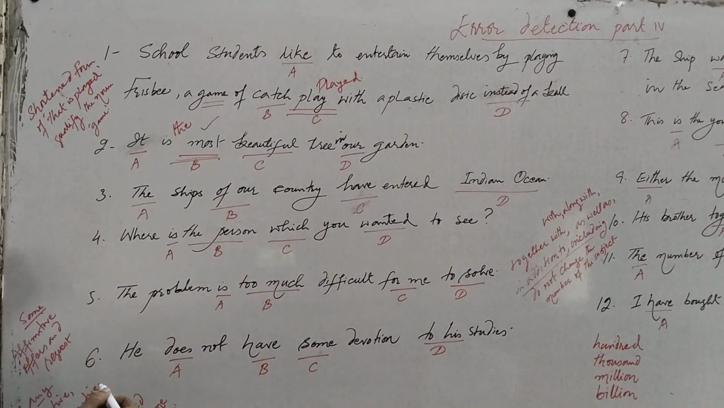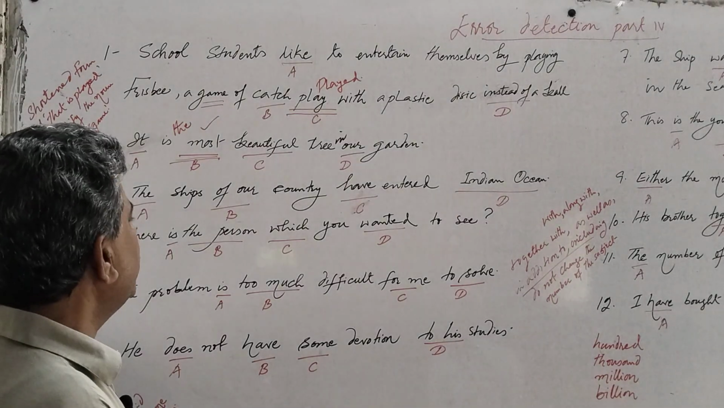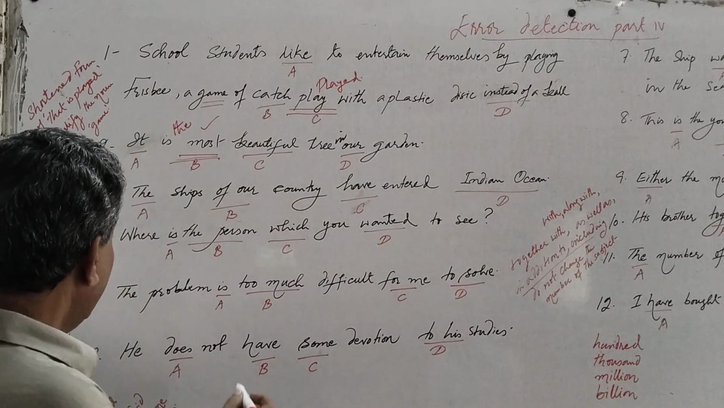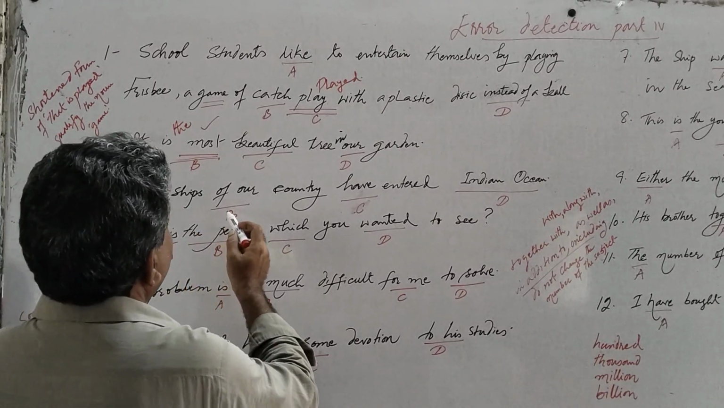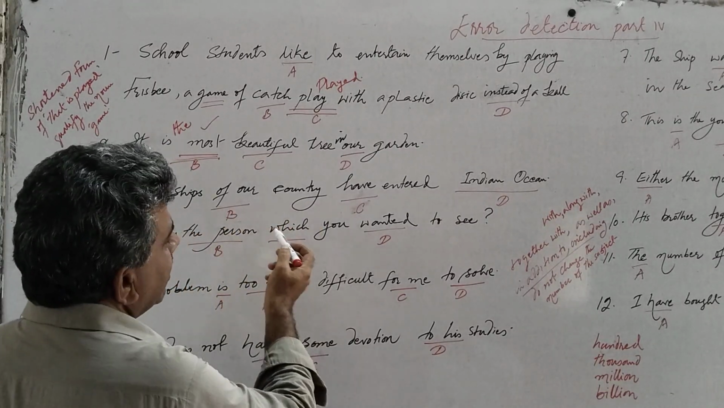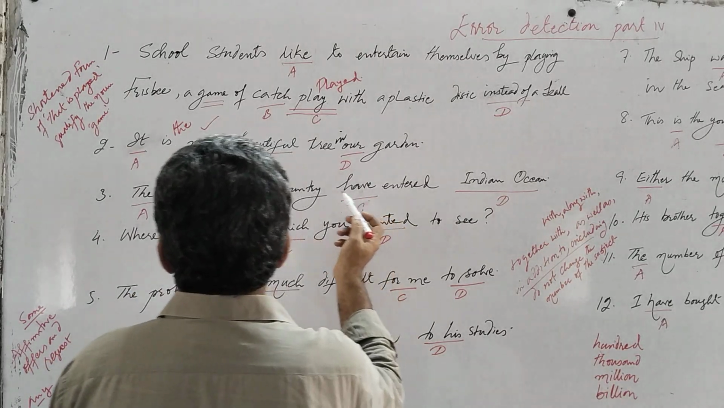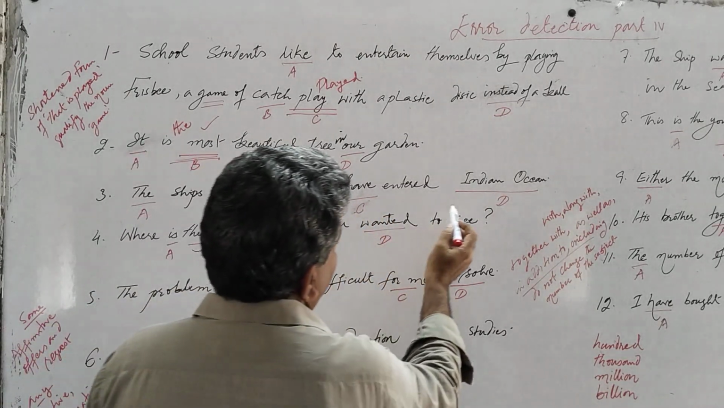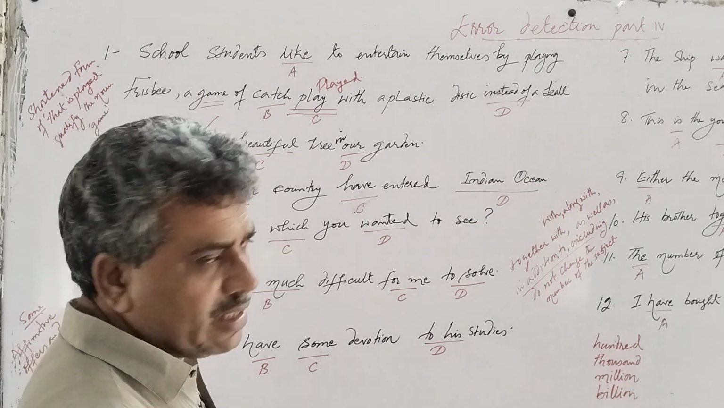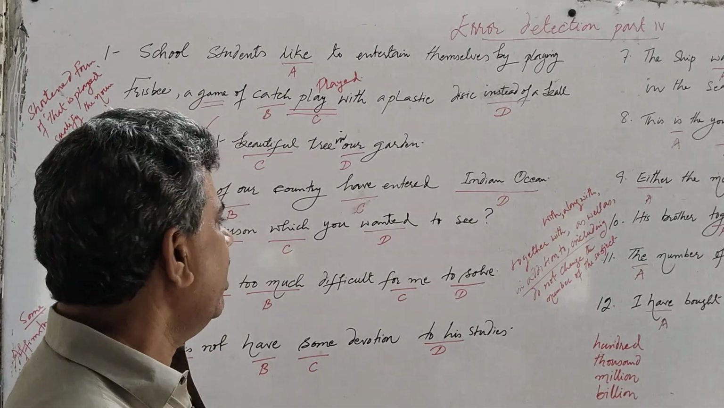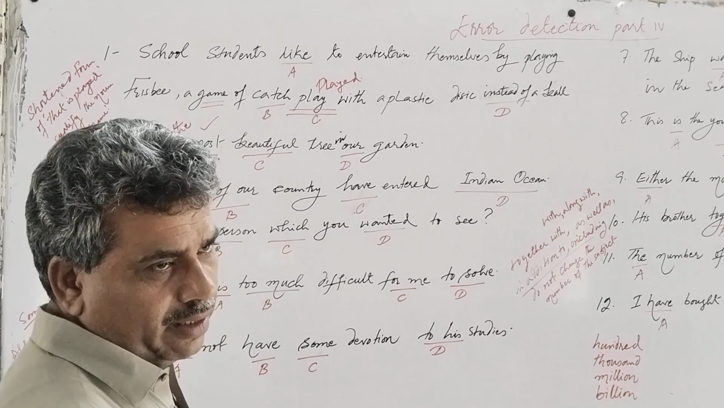Now we have third sentence. The ships of our country have entered Indian Ocean. There is no mistake in other options. The ships, that is correct. Of our country, of our is correct. Have is also correct because ships is plural. Entered Indian Ocean.